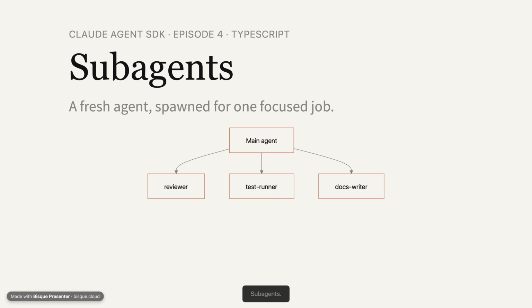Episode 4, Subagents. This is the most underused feature in the SDK, and most people build the wrong agent 10 times before they reach for it. A subagent is a separate agent instance your main agent spawns to handle a focused subtask.